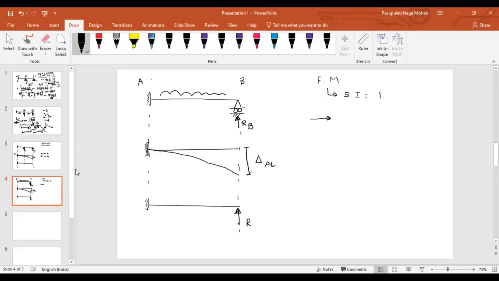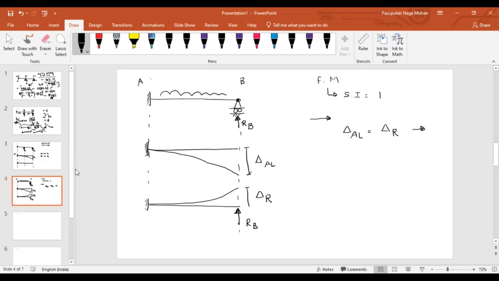If you consider the reaction at B, you will get a displacement. This is the displacement due to the reaction. We know the net deflection at point B, because of the support, is 0. That means the deflection due to applied loads should be equal to the deflection due to the reaction force. As of now, any doubt in this equation? No, sir. Right?